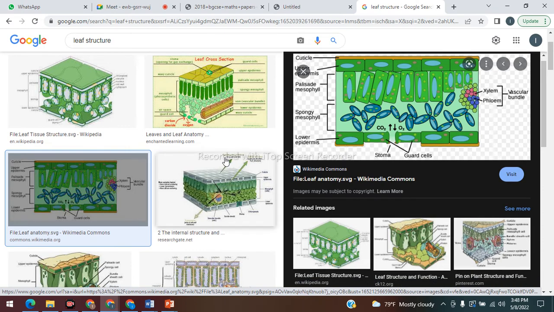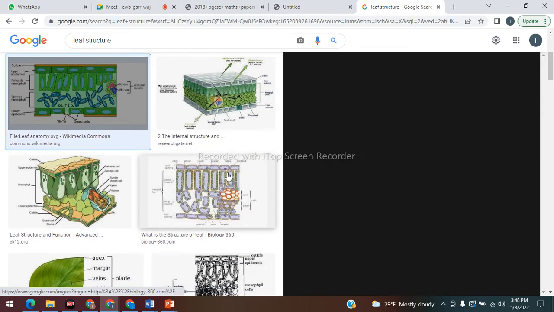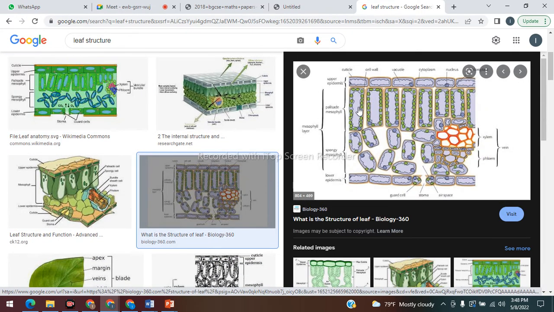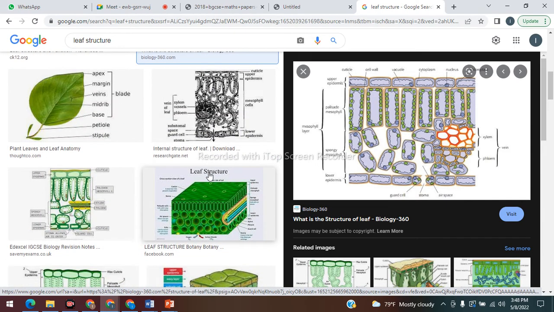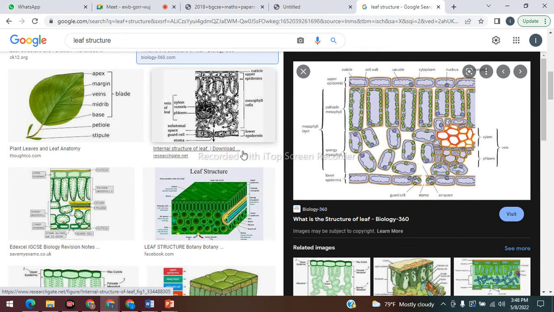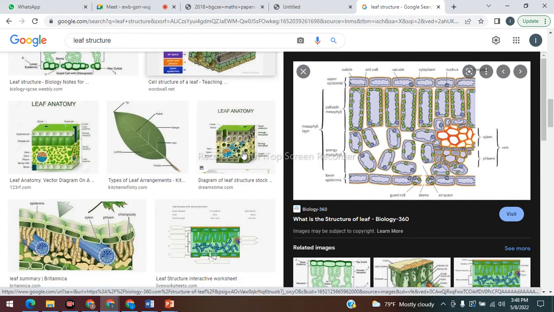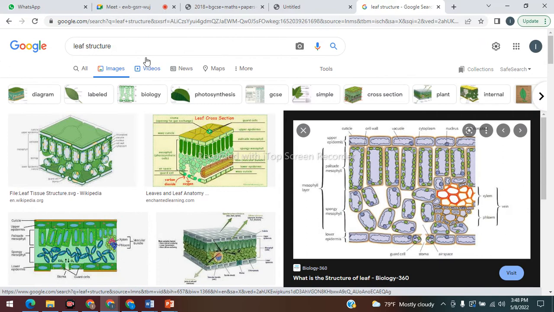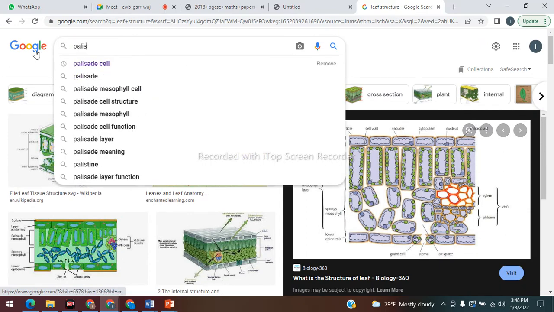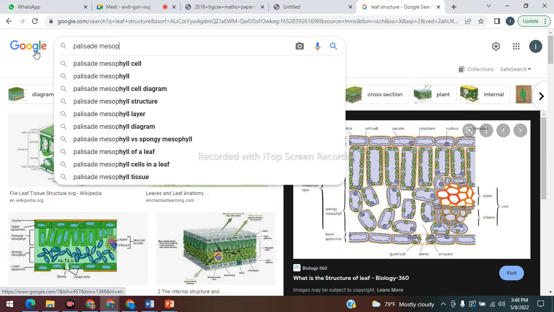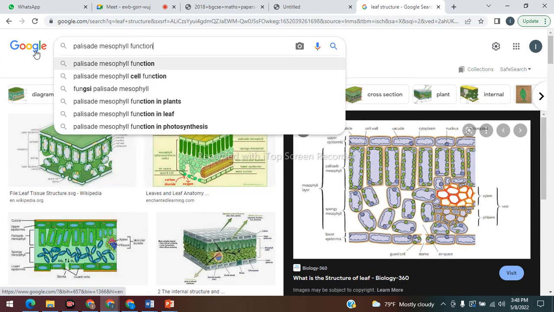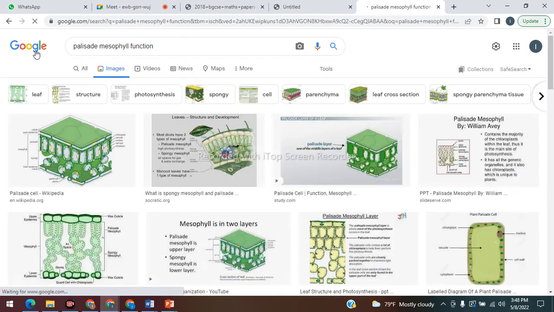Oh, hang on, let me check my notes. Say it again. Palisade mesophyll. That's what we always call it. I used to say palisade cells. Palisade cells is fine too. Okay, palisade mesophyll. Let me write that down so I won't forget. Mesophyll. It's double L. It has a lot of chlorophyll.